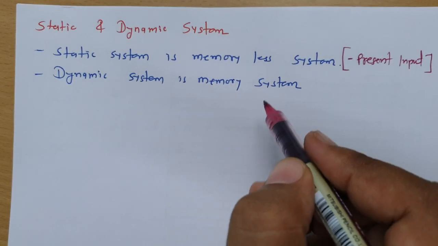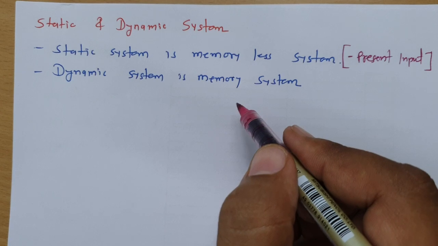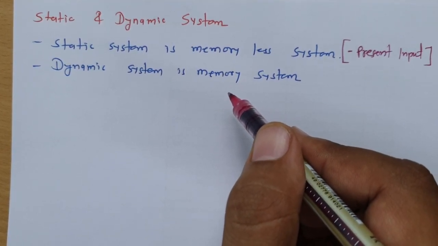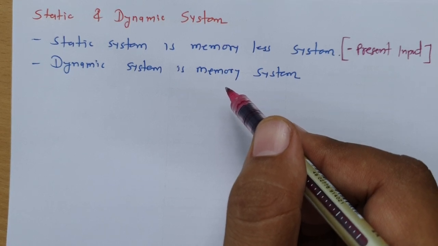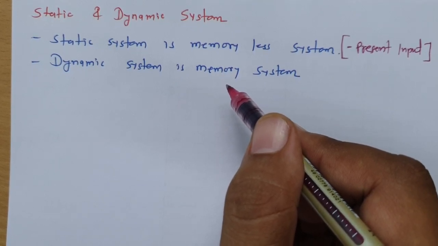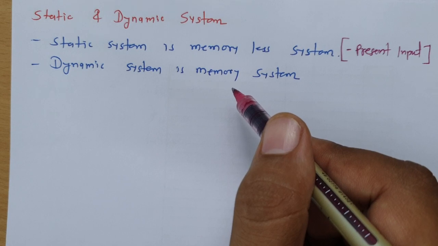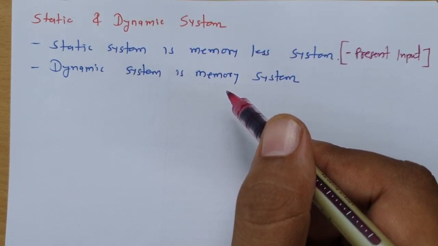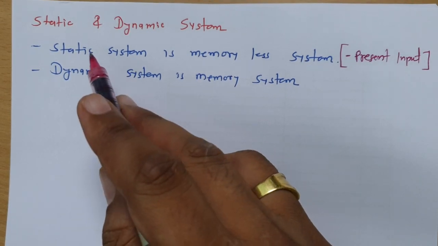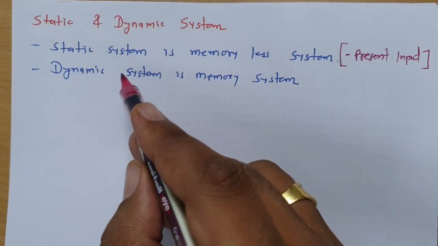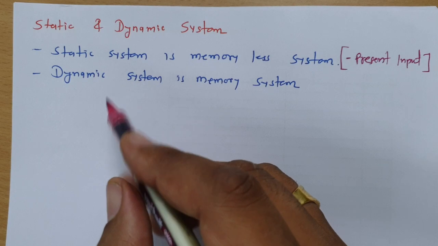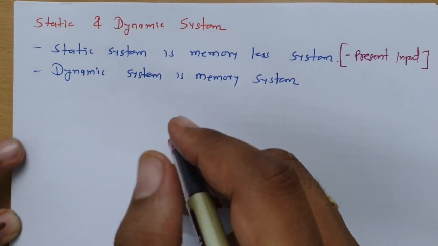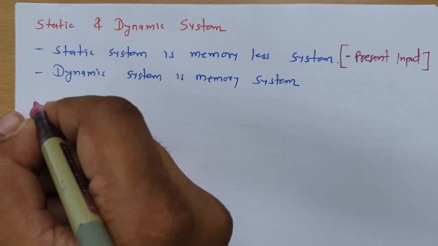Dynamic system is memory system. So for dynamic system, we need to have memory. So its response is depending on present, past and future inputs. So dynamic system, that is memory system, and its response is depending on present, past and future inputs. So if system response is only based on present input, one can say it is static system or memoryless system. Let us try to understand this with some examples so it will be more clear.